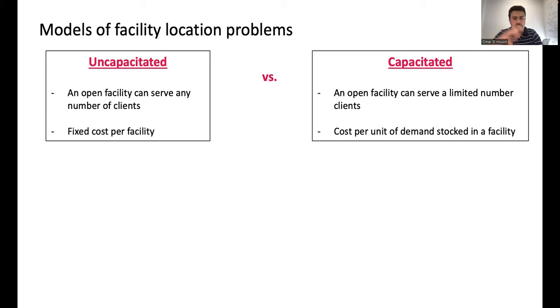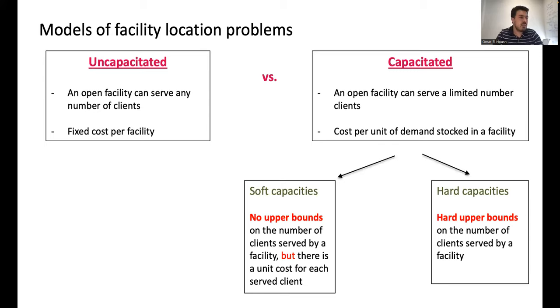More specifically, in the literature there is this difference of soft capacities versus hard capacities. Soft capacity is what I mentioned: there are no upper bounds on the number of clients that you can serve, but you have to pay a unit cost for each served client. This is different from paying a fixed cost. For each unit of demand that you stock in this facility, think about it as each unit of inventory that you put there, you have to pay a unit cost.